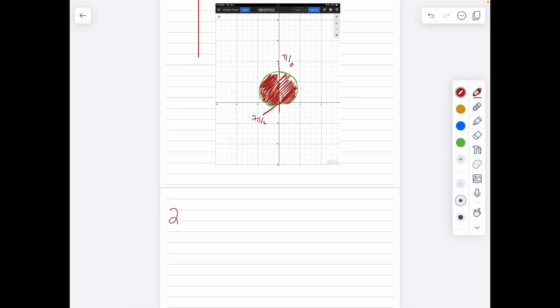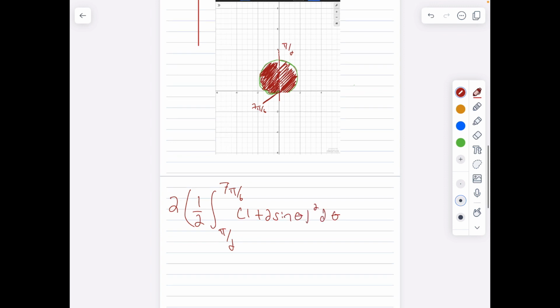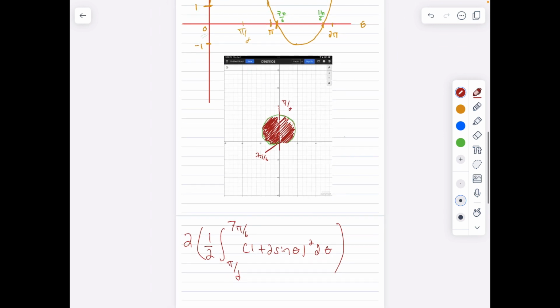And so twice the integral of 1/2, from pi over 2 to 7 pi over 6, of (1 plus 2 sine theta) squared d theta. That would describe the whole limacon. And now I'm going to subtract the area for the inner loop. And how do I get that? Well, let's go back to our tracing here.